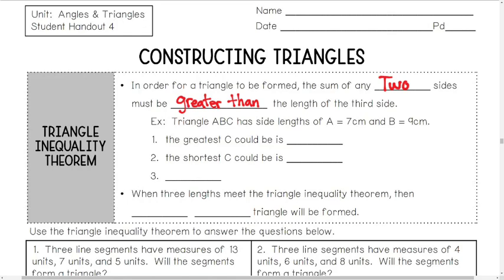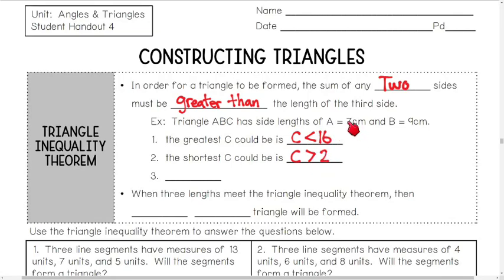Basically what that means is that you take the two shortest sides, and those two shortest sides have to be longer than the longest side. So if we take this example here, triangle ABC has a side length for A of 7 centimeters and B is 9 centimeters. That means that the third length has to be less than those two amounts. So side C has to be less than 16, but it also has to be greater than 2.